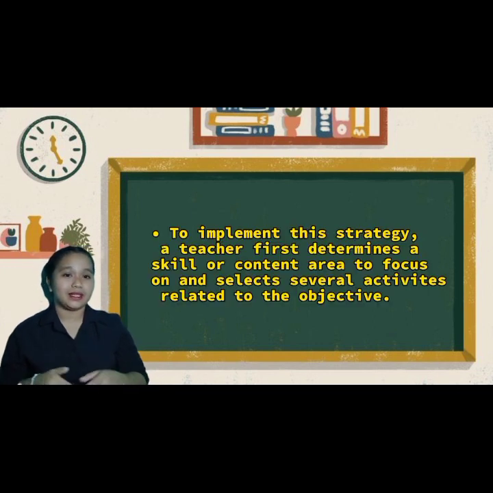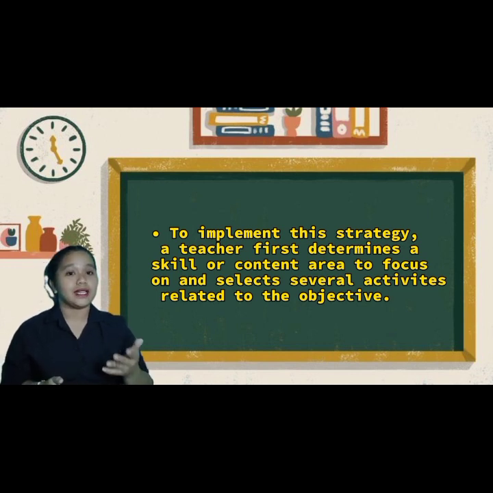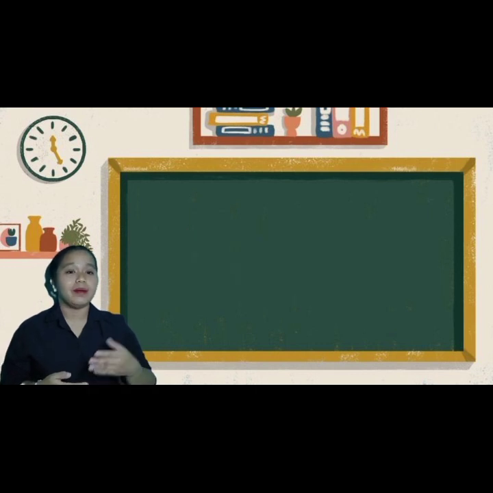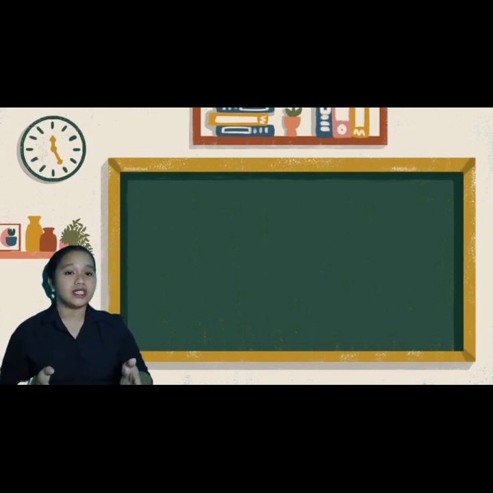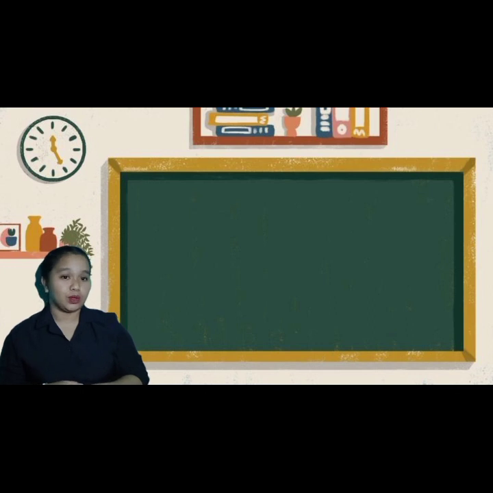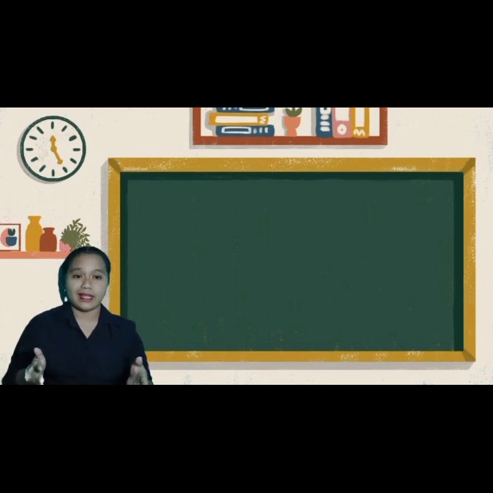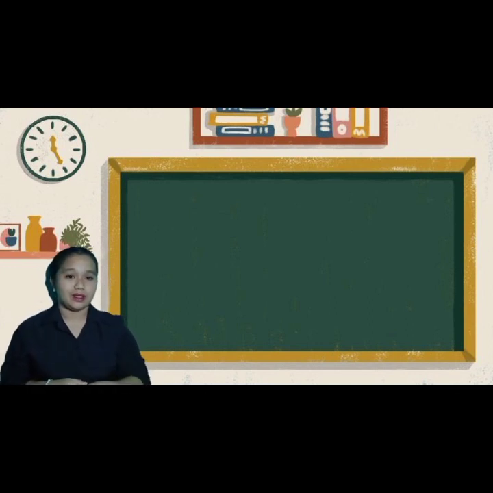To implement this strategy, a teacher first determines a skill or content area to focus on and selects several activities related to the subject. The materials for each activity are placed in specific locations around the classroom, and students complete the activities in small groups, while the teacher provides support to individual students.